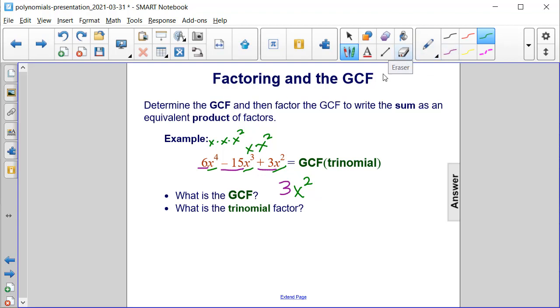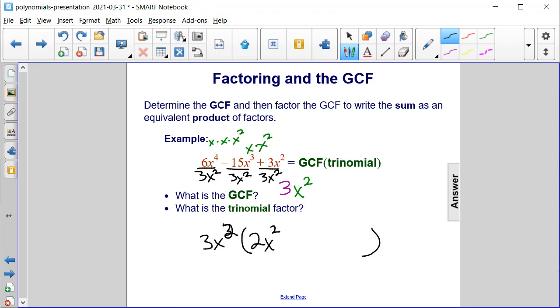And then if we divide each of our terms that we have here by our greatest common factor, what will we have remaining? So divide this by 3x squared. When we do that, we are going to have 6 divided by 3 is 2. And then x to the 4th divided by x squared is x squared. And again, we factored a 3x squared out.